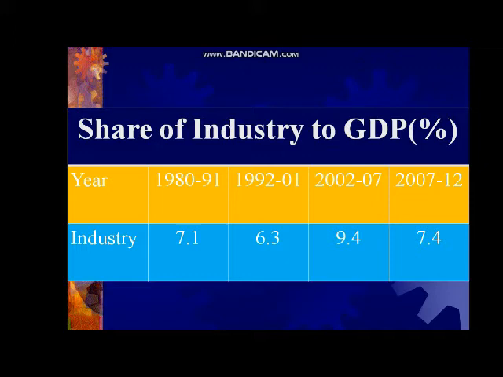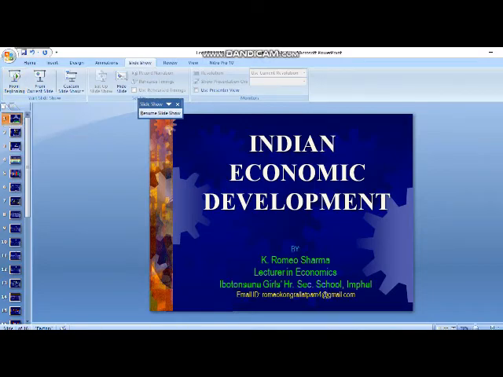However, it had previously declined to 6.3. From this third period, it rises to 9.4. Here it is a remarkable achievement. And let us see the fourth period, here it declines. In the fourth period, that is 2007 to 2012, the contribution of industry to GDP declines to 7.4. From this data, we can say that the data relating to industry fluctuates, it rises, it decreases, fluctuation is there. So this is not a good sign.